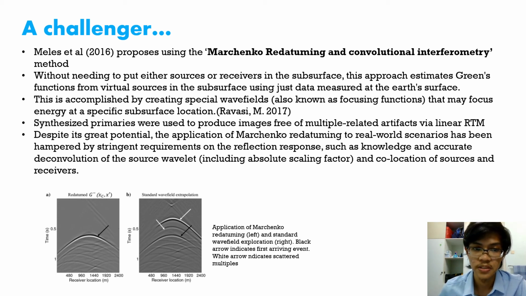Although this method seems great, there are several requirements that make it hard to apply in real-world scenarios, such as knowledge and accurate deconvolution of the source wavelet and co-location of sources and receivers. We can see from the image below that Marchenko redatuming on the left produces only the first arriving event but not the scattered multiples. This is good for seismic interpretation as the image does not create any false fault structure in the subsurface.